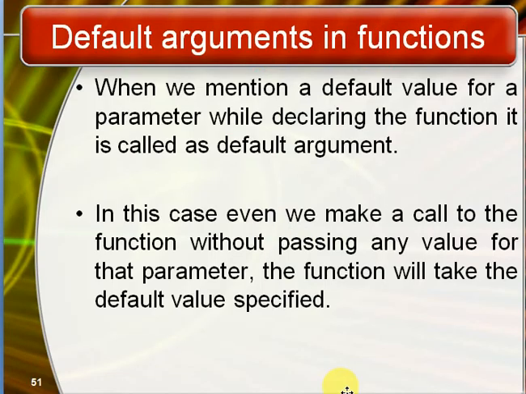Now another very important topic: default arguments in a function. When we mention a default value for a parameter while declaring the function, it is called a default argument. In this case, even if we make a call to the function without passing any value for that parameter, the function will take the default value specified, and that value is normally specified by the user at the time of declaration.